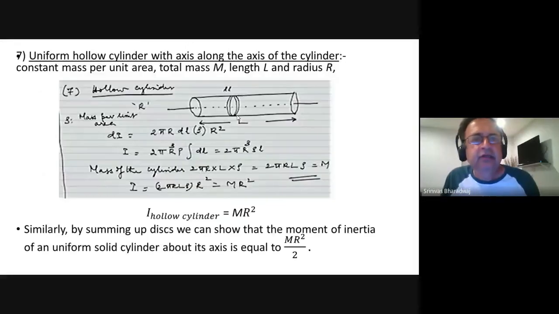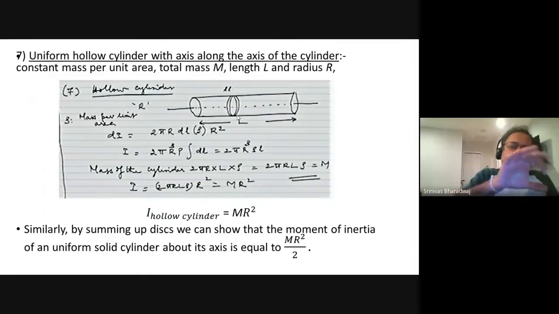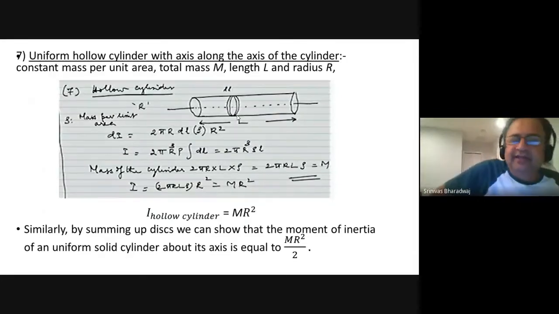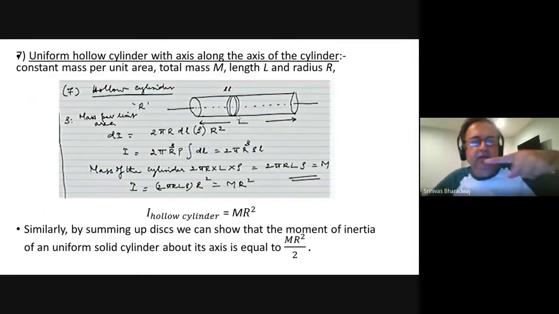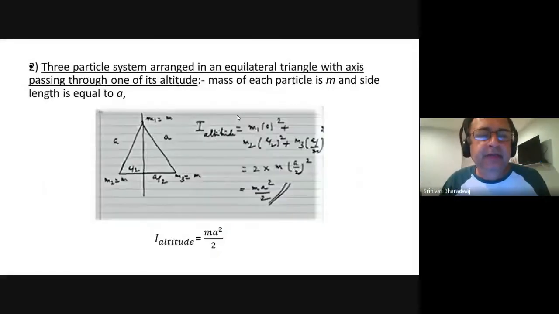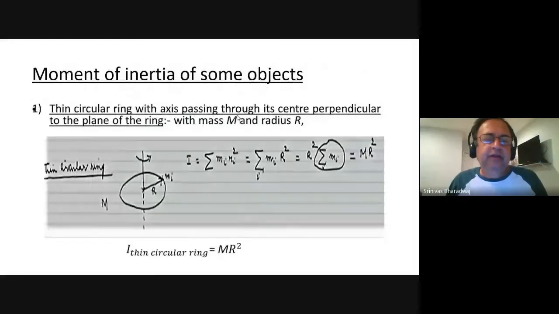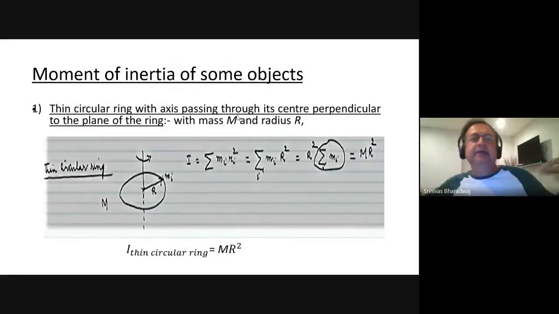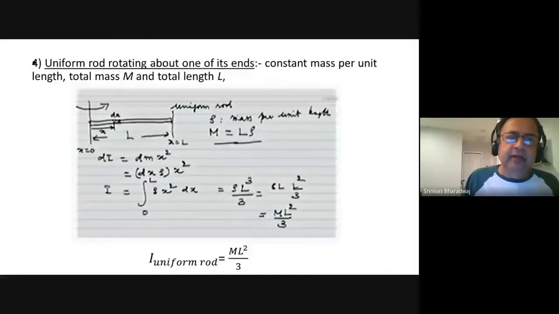All right, then the next one is the hollow cylinder. Hollow cylinder is merely mr square. It is just a sequence of rings, right? You can think of a hollow cylinder as a bunch of rings about that axis.